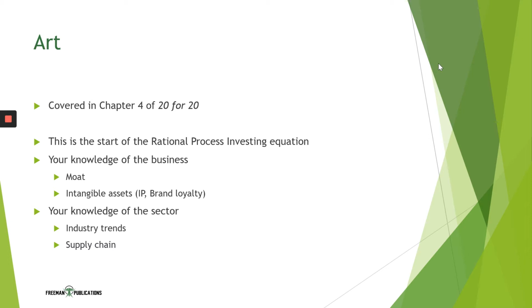And if you've already read chapter 4 of 20 for 20, you will understand the factors we would use in our methodology. But it really boils down to two things, and that's your knowledge of the business. So that's things like moat and competitive advantage. It's intangible assets, so stuff that cannot be measured on a balance sheet. So things like intellectual property, things like brand loyalty. And then your knowledge of the sector that the business is in. So industry trends, supply chain practices within the sector, any specific nuances to that sector that might not be apparent to someone without knowledge of it.